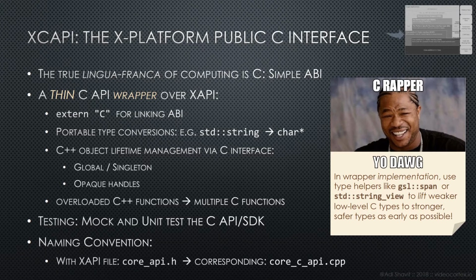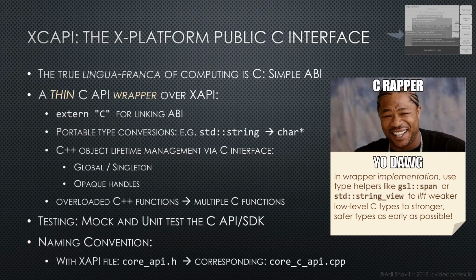So I called it, this is our third layer, the cross-platform public C interface, the XCAPI. And I mentioned this before, the true lingua franca, the true language that is spoken everywhere in computing, is C. There is no silicon today in the world, and I'm pretty much sure of this, that can run anything and can't run C. One of the reasons is that it has a simple ABI, the application binary interface, which defines how you link programs, how functions are linked together.